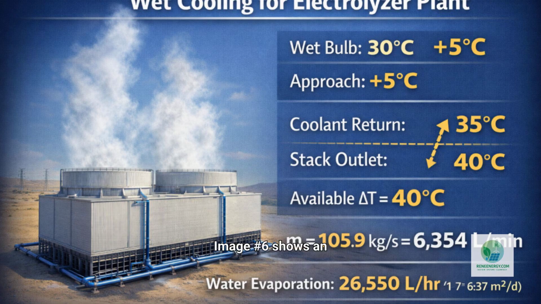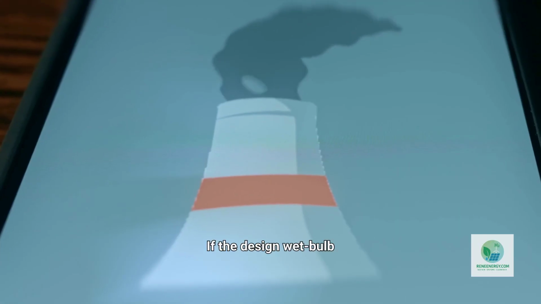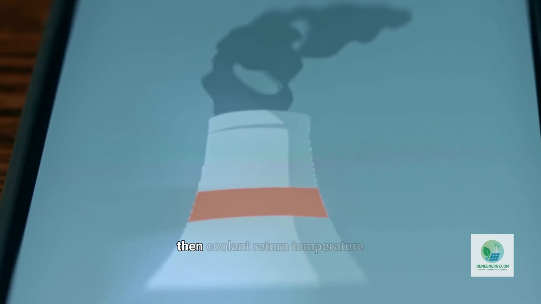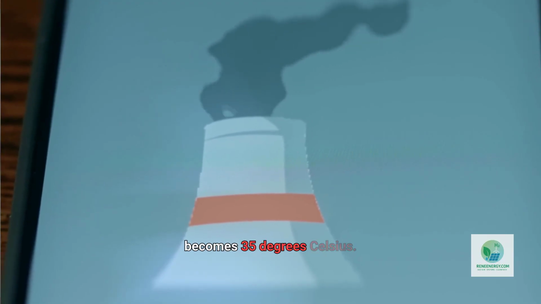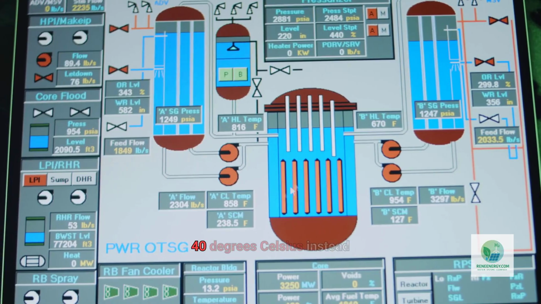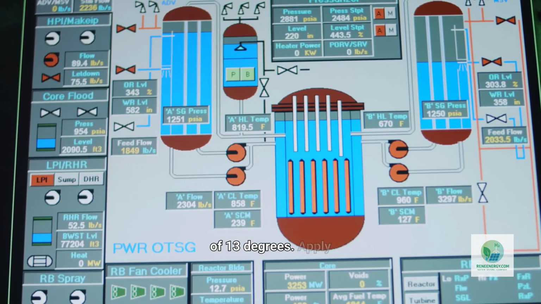Image number 6 shows an evaporative cooling tower. Wet cooling leverages evaporation, which allows water to cool toward the wet bulb temperature rather than the dry bulb temperature. If the design wet bulb temperature is 30 degrees Celsius and the tower achieves a 5-degree approach, then coolant return temperature becomes 35 degrees Celsius. Now the available temperature difference across the stack is 40 degrees Celsius instead of 13 degrees.